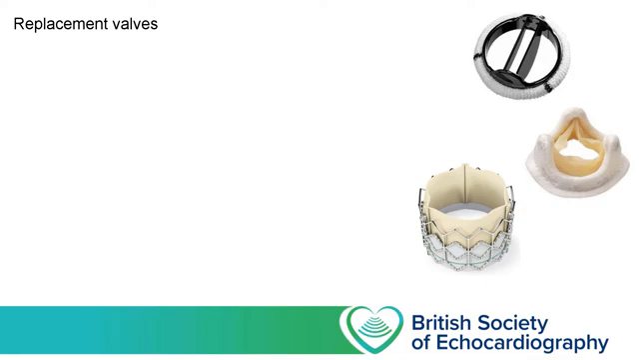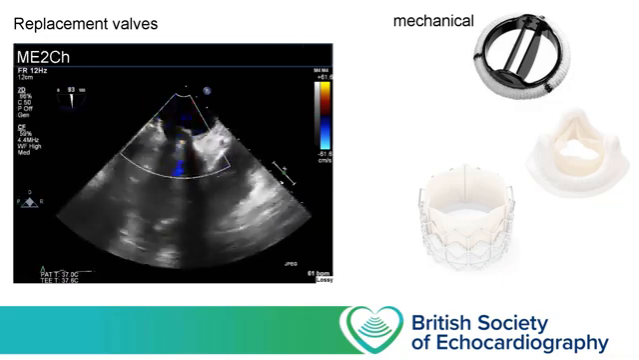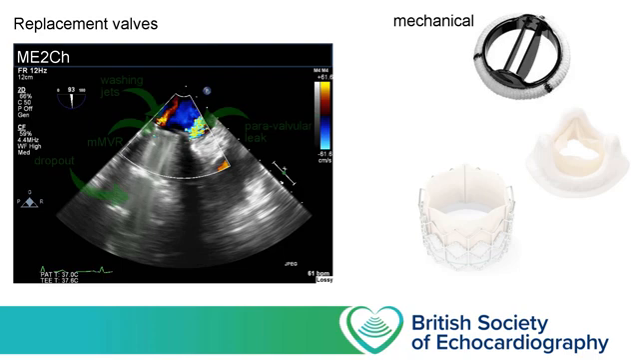So first of all, let's consider mechanical replacement valves, and this is one of the most common types that you'll encounter, which is a bi-leaflet valve, with two semicircular leaflets held to a fixed ring with hinges at either side. These are durable but require full anticoagulation to prevent thrombus forming on them. They are highly reflective, making them very difficult to image.